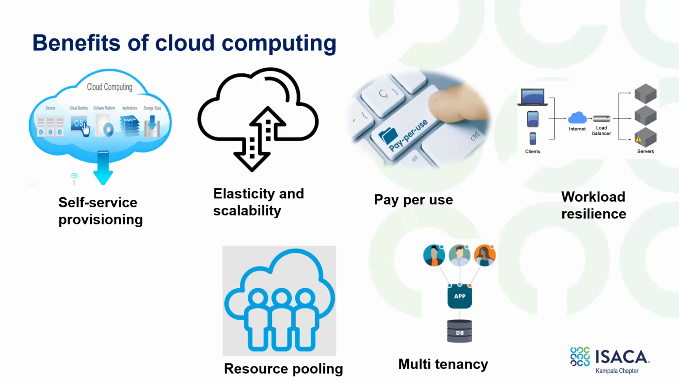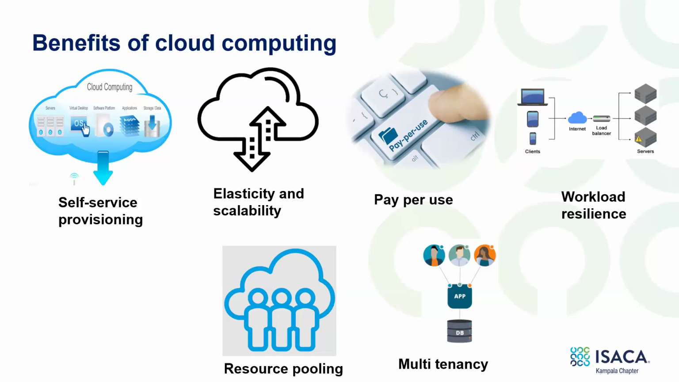Then we have workload resilience. So most of these cloud service providers implement what we call redundant resources to enable resilient storage and to keep users' important workloads running. And this is mainly often done across multiple global regions. So many of these cloud service providers maintain what we call availability zones. So you find that these availability zones are distributed worldwide.